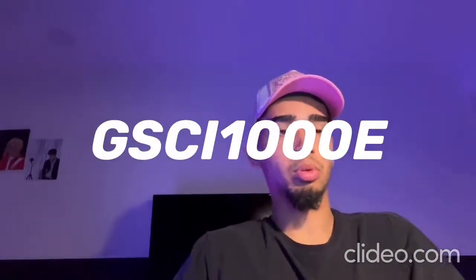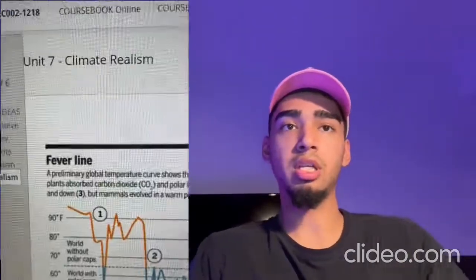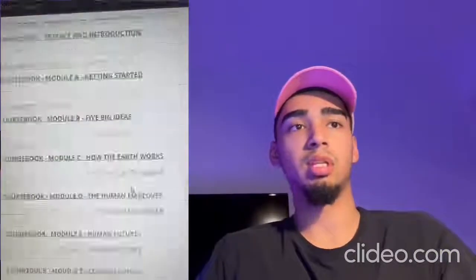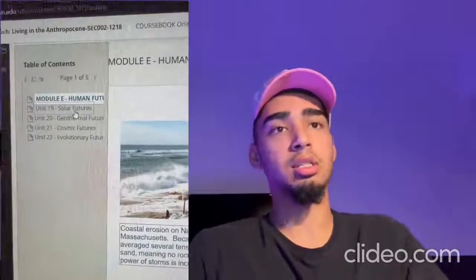Tonight I'm going to be exploring coastal infrastructure and sea level rise, which are directly related to climate change. So this mainly relates to Module B, Unit 7, Climate Realism, and Module E, Unit 19, Solar Futures. However, I feel that this can really be tied in with any module and any unit. So my thesis states, coastal infrastructure must implement anti-flooding operations to adapt to sea level rises as a result of climate change.